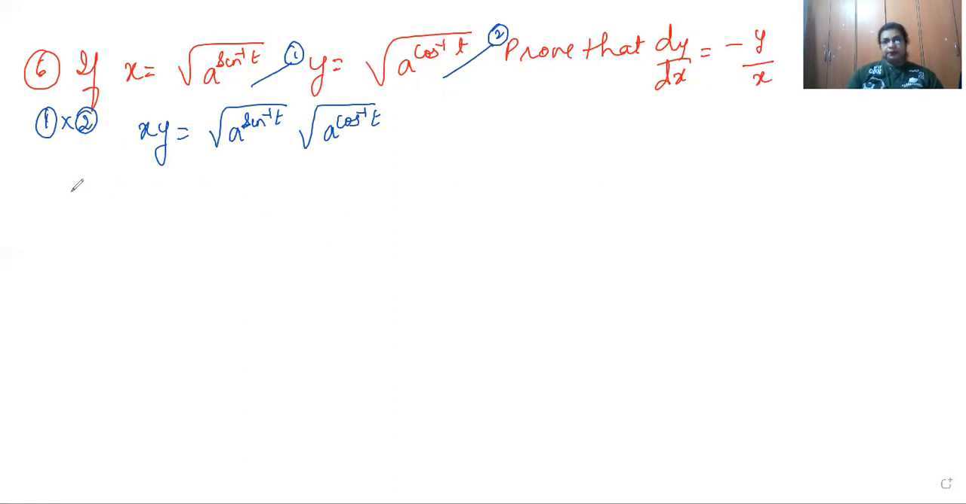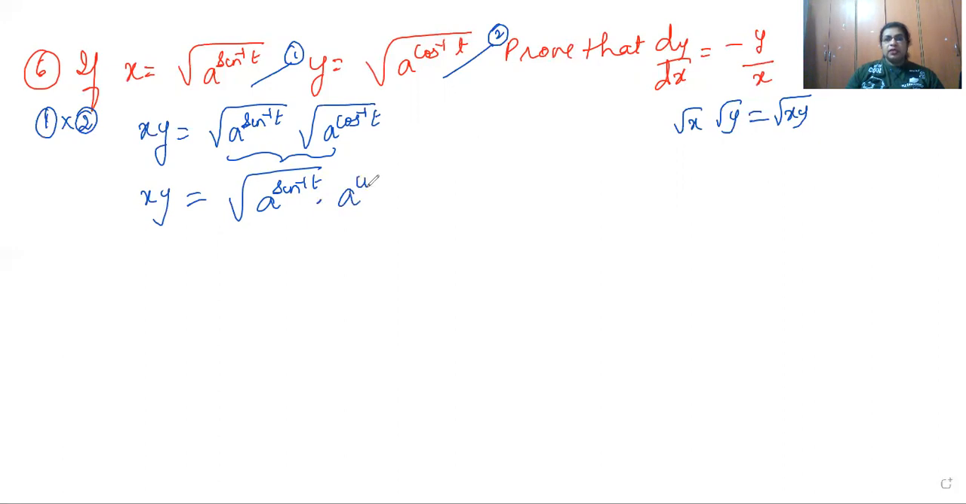First let me simplify. Suppose I have root x into root y. I can write this together as root of xy, isn't it? So I will combine these two together. So xy is equal to one root of a to the power sine inverse t into a to the power cos inverse t.